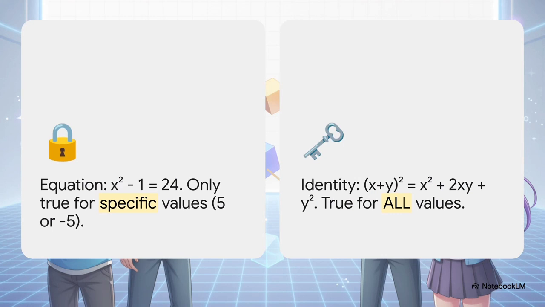And this slide brilliantly illustrates the difference. Look at the left side for a second. We have a standard equation. X squared minus 1 equals 24. Now, this is only true if x is exactly 5 or negative 5. It's kind of like a lock that only accepts 2 very specific keys. But look over at the right side, the identity. (x plus y) squared equals x squared plus 2xy plus y squared. This is true for literally any numbers you decide to plug into x and y. It's not a puzzle where you have to find a missing number, it's a literal blueprint of how numbers behave.